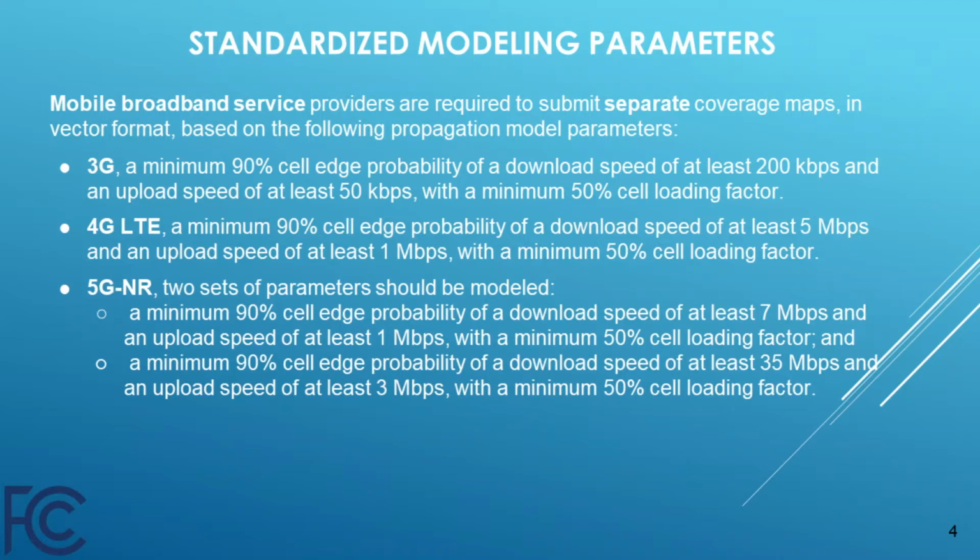For 5G NR coverage, two sets of parameters should be modeled. A minimum 90% cell edge probability of a download speed of at least 7 megabits per second and an upload speed of at least 1 megabit per second, with a minimum 50% cell loading factor, and a minimum 90% cell edge probability of a download speed of at least 35 megabits per second and an upload speed of at least 3 megabits per second with a minimum 50% cell loading factor.